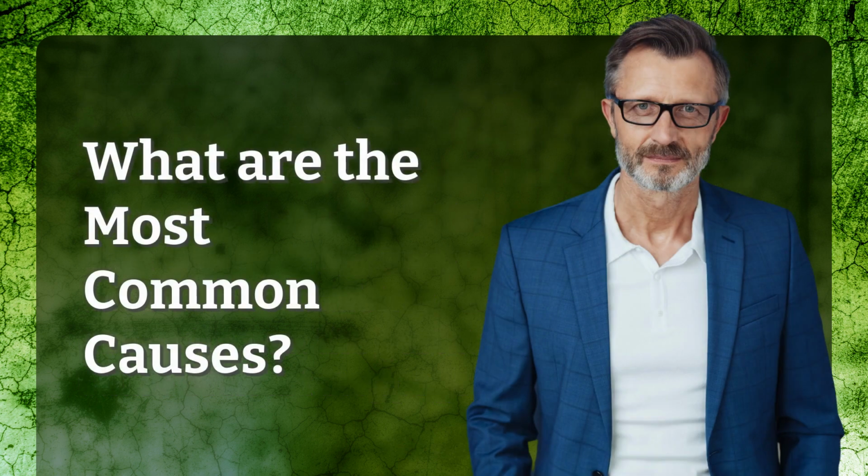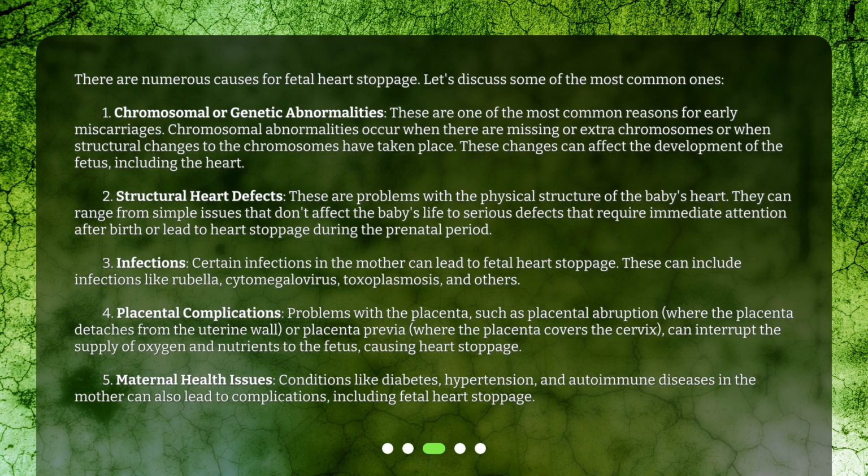What are the most common causes? There are numerous causes for fetal heart stoppage. Let's discuss some of the most common ones. 1. Chromosomal or genetic abnormalities. These are one of the most common reasons for early miscarriages. Chromosomal abnormalities occur when there are missing or extra chromosomes or when structural changes to the chromosomes have taken place. These changes can affect the development of the fetus, including the heart.